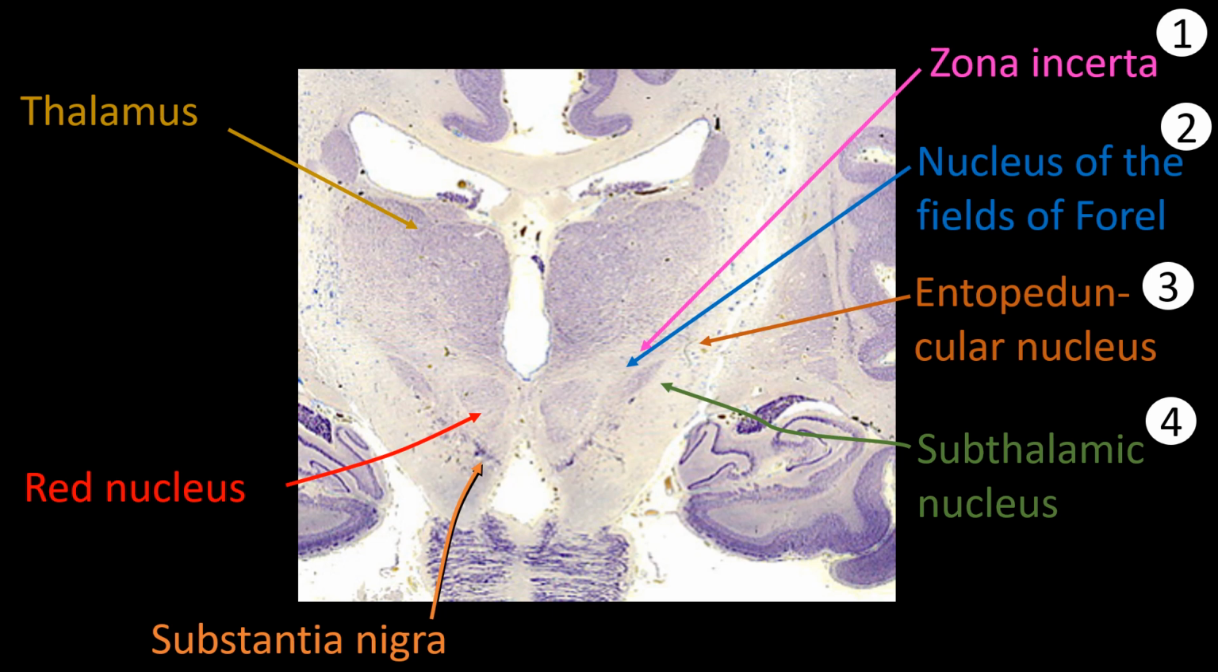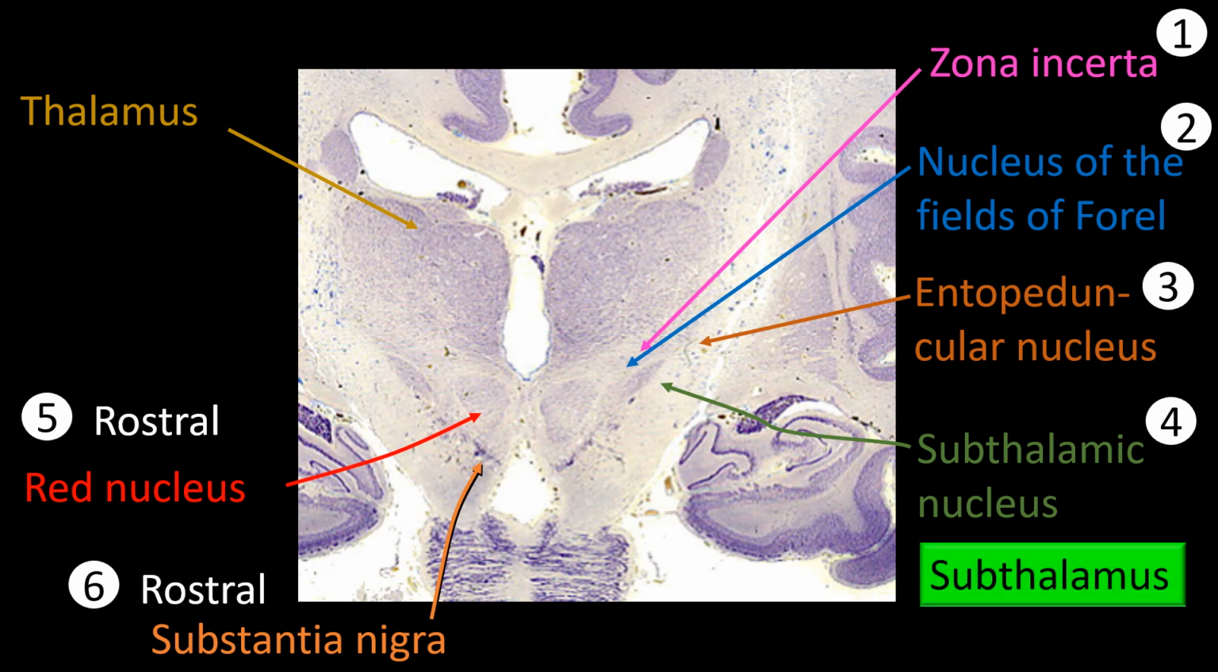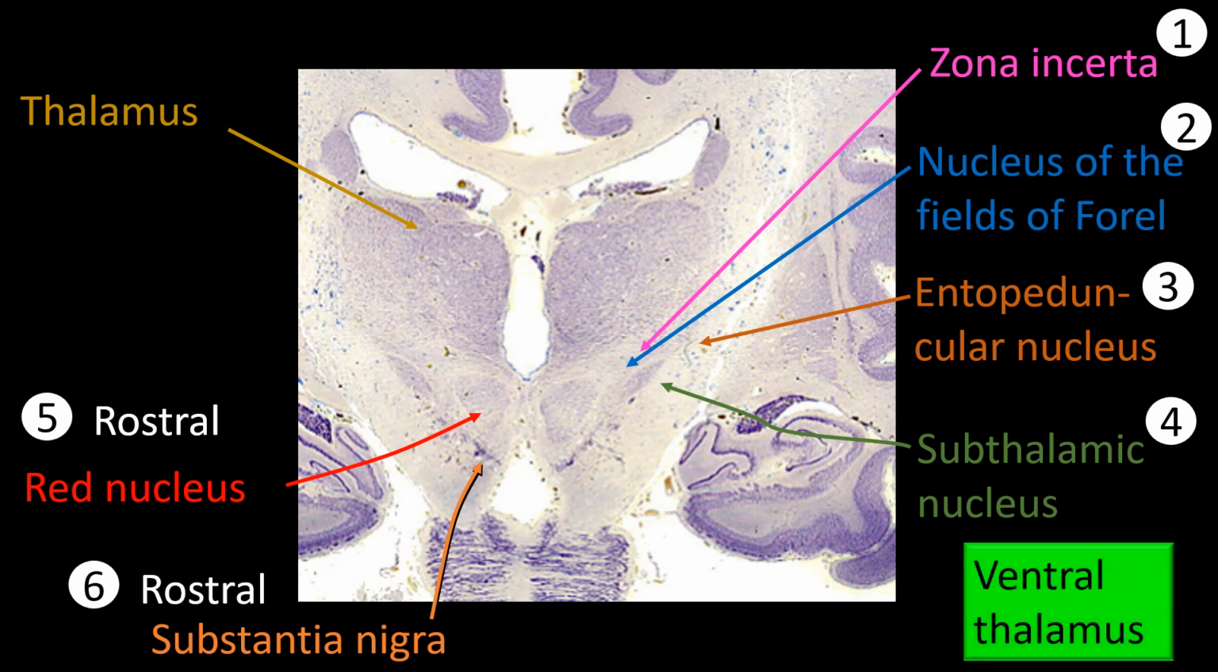These 4 nuclei, the rostral aspect of the red nucleus and the rostral aspect of the substantia nigra, constitute the subthalamus. That is also called the ventral thalamus.